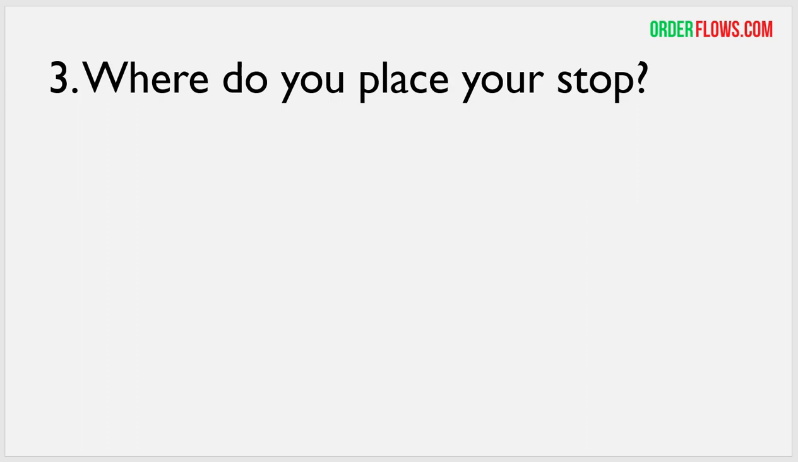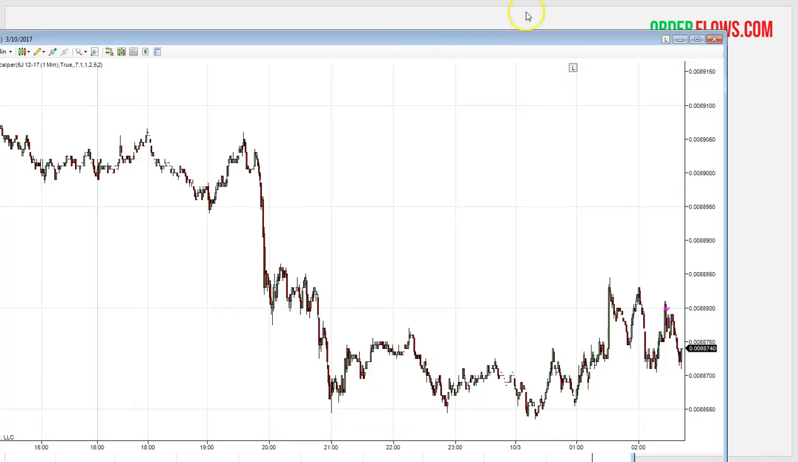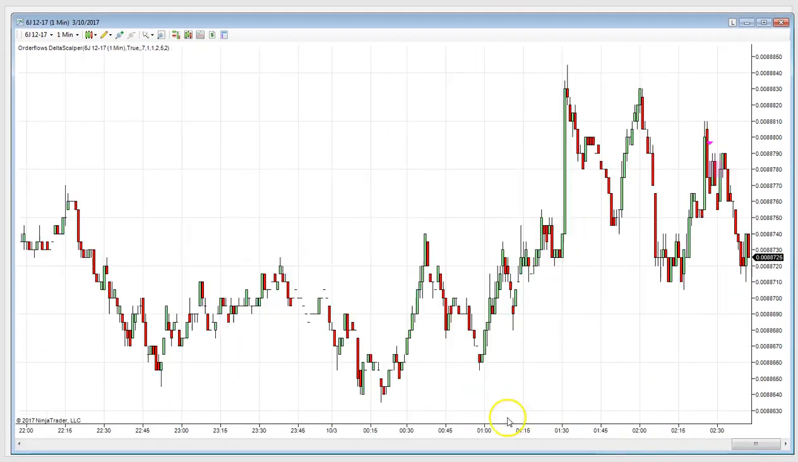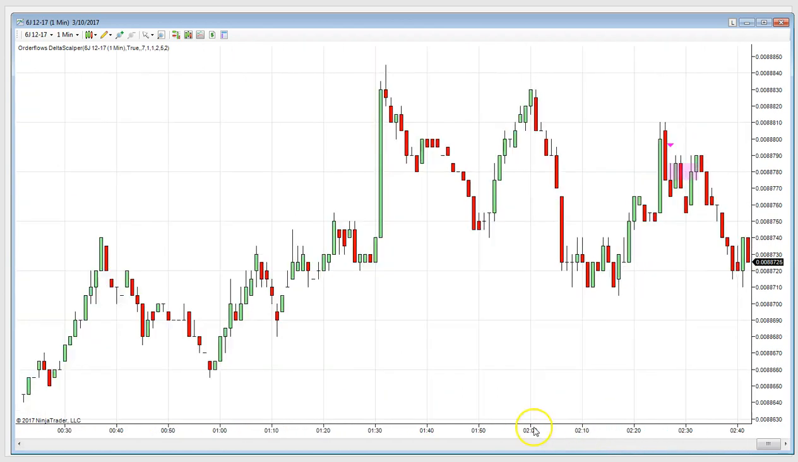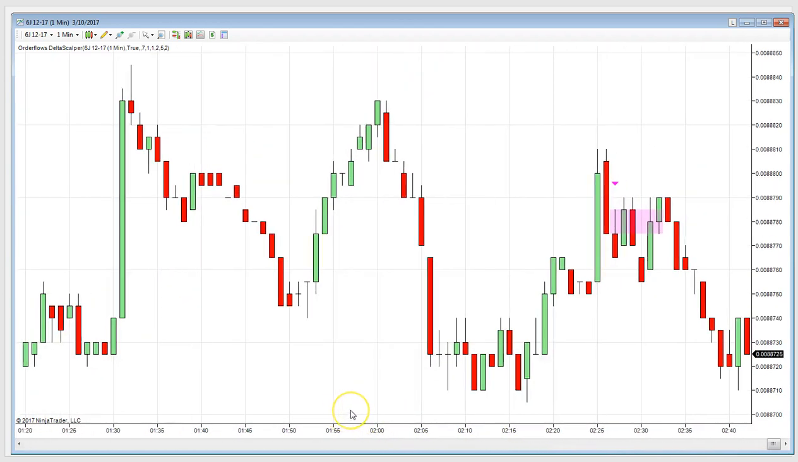Number 3. Where do you place your stop? Well, it depends how you're trading. Honestly, it's not an easy question to answer. Let me pull this up really quick. This is the Delta Scalper. Where do I place my stop?